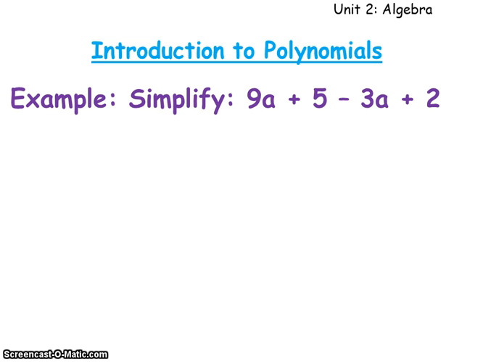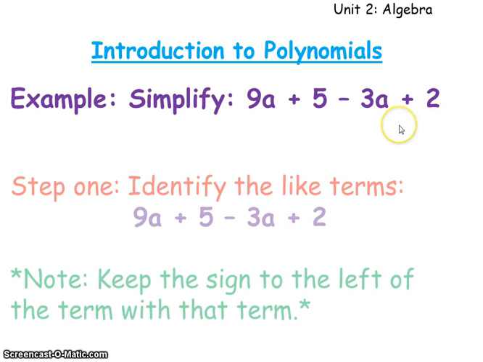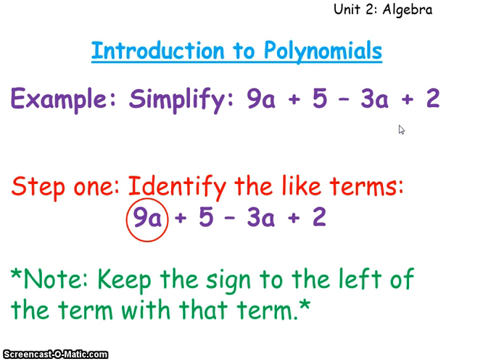So if you're given this polynomial, what we want to do here is group up our like terms. We know that this a and this a can be grouped together, and this constant and this constant can be grouped together. Okay? So it's important to remember that when we identify the like terms, we're going to take the sign to the left with it.